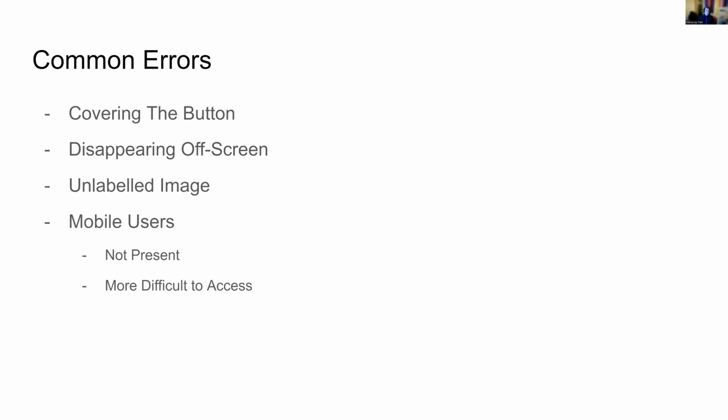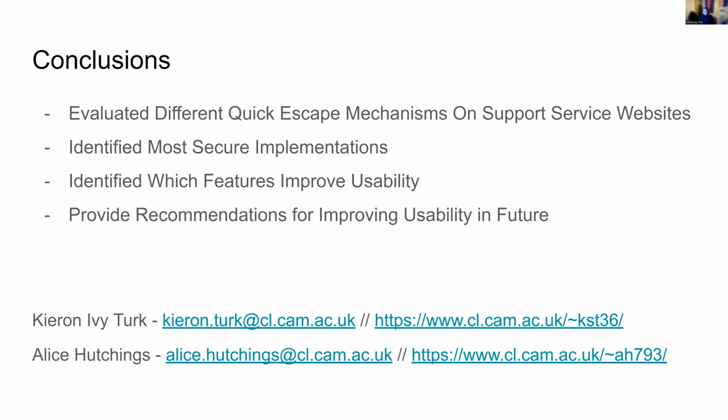This means that although it might have a good implementation on desktop, it is harder to access for mobile users. This quite commonly means they shoved it inside of a side menu, or they moved its location on screen. They made it so you have to scroll to be able to find it. It was quite a lot harder to access, and we had worse scores for usability in these cases. So amongst these recommendations and common errors, we've provided useful recommendations for what developers of support service websites need to do to implement more effective exit buttons on their sites.